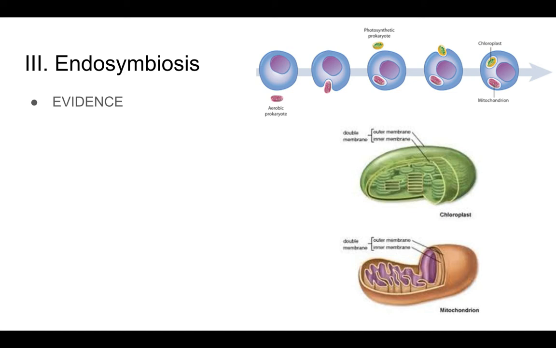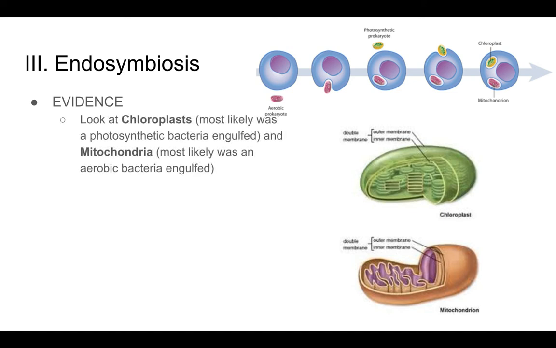So when we look at evidence that supports endosymbiosis, we're always going to look at the chloroplast and the mitochondria and pull evidence from those two present day organelles. So we look at chloroplast because we think that they most likely were a photosynthetic bacteria that got engulfed. And we look at mitochondria today because we most likely think that they were an aerobic bacteria that got engulfed in the process of endosymbiosis. So when we look at evidence, there's three primary lines of evidence to use and support.